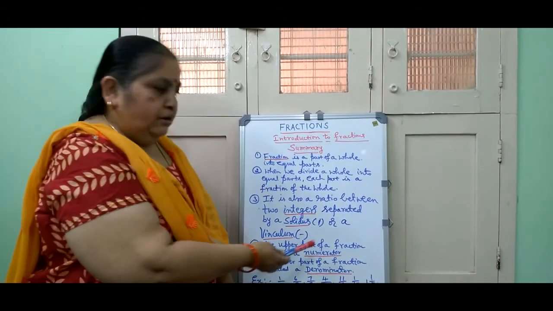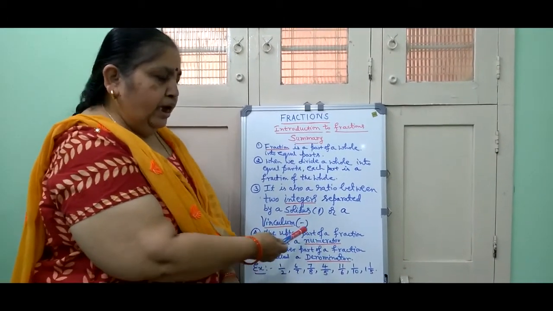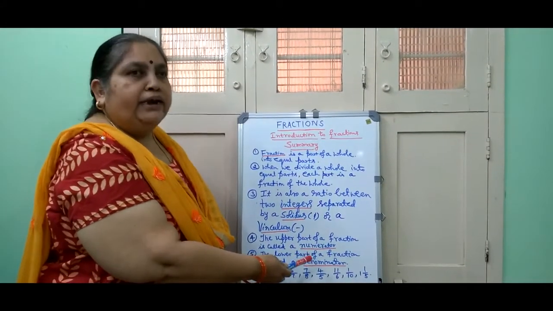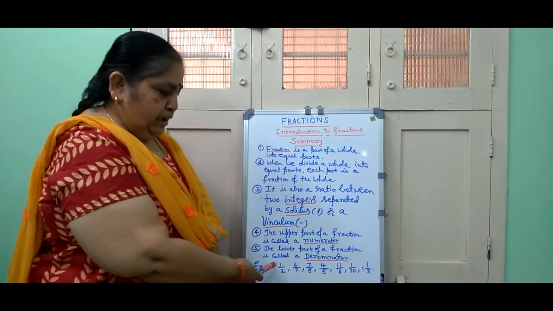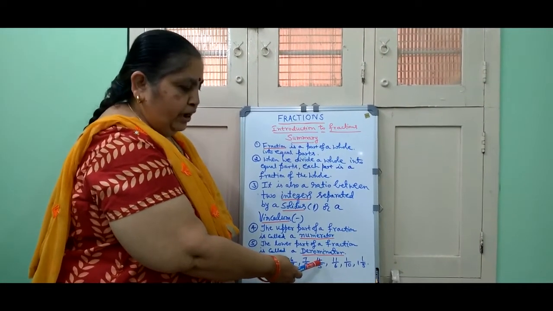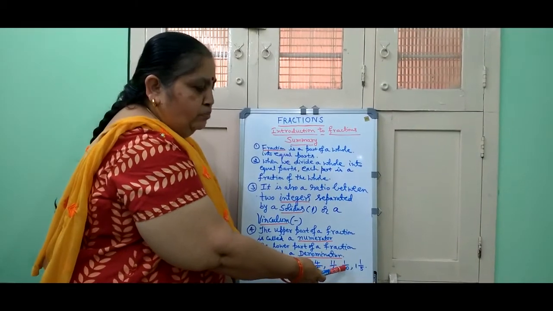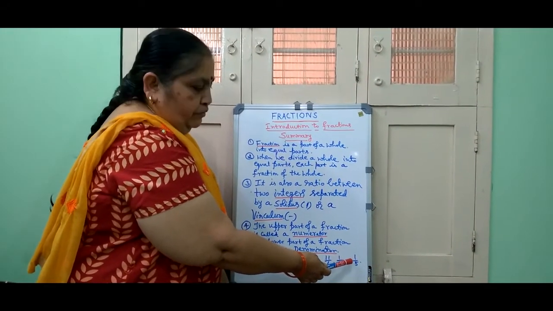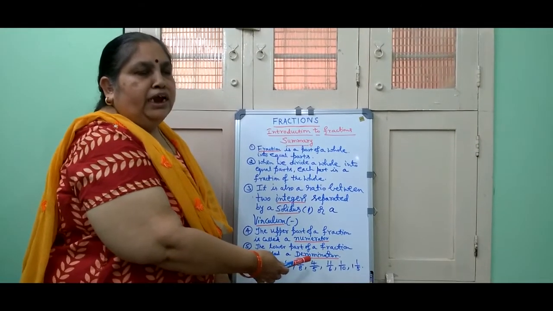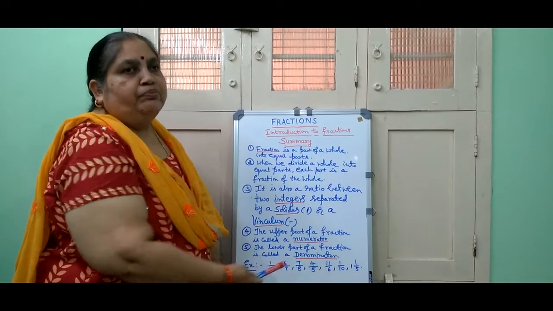The upper part of a fraction is called a numerator. The lower part of a fraction is called a denominator. Example: half, 6 by 7, 7 by 8, 4 by 5, 11 by 6, 1 by 10, 1 by 5. Now let us see how to represent fractions in a diagrammatic manner.